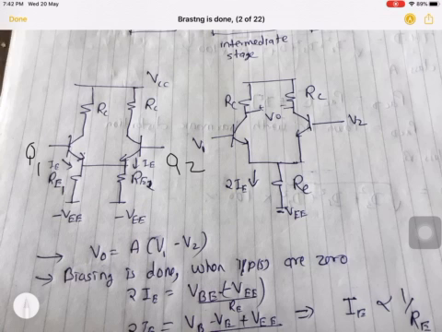V1 is one input to the transistor, V2 is another input to the transistor, and V0 is the output. So V0 is given by A, the gain of the amplifier, times V1 minus V2. V1 minus V2 times A equals V0. That is the output. So the output of the op-amp is the gain multiplied with the difference of the inputs.